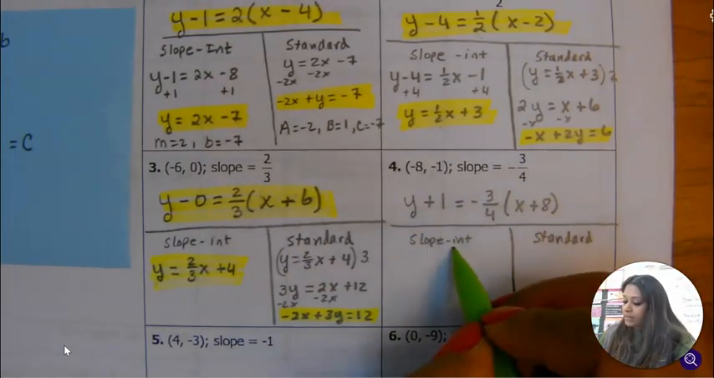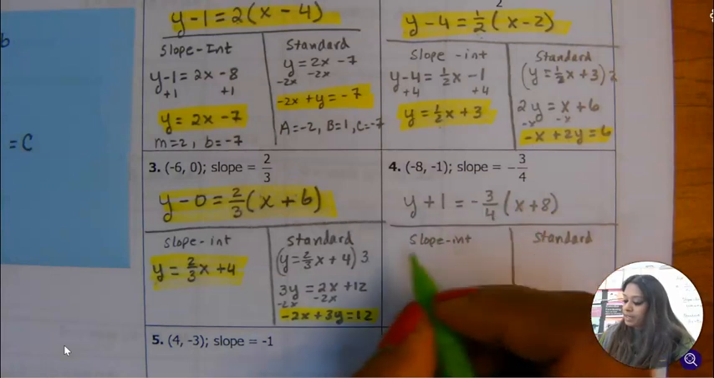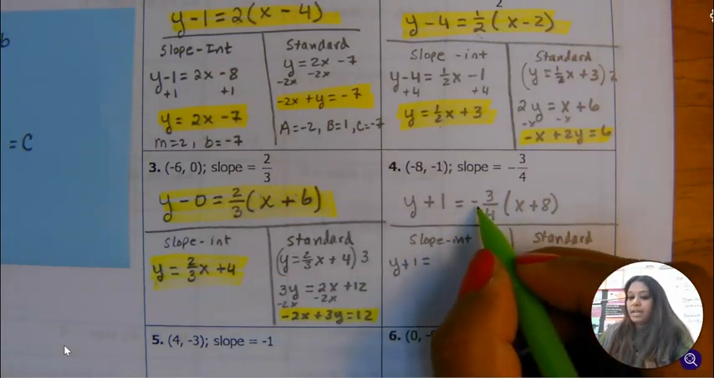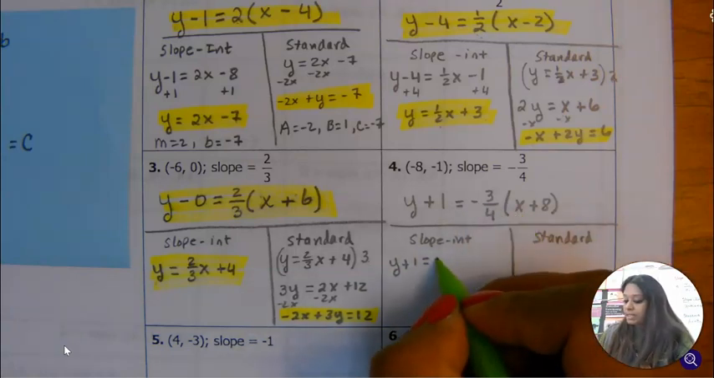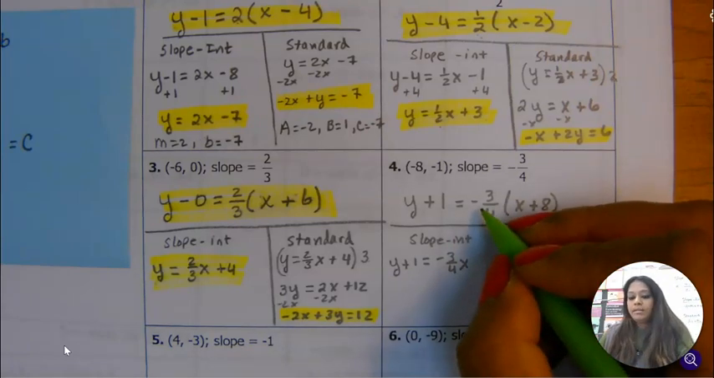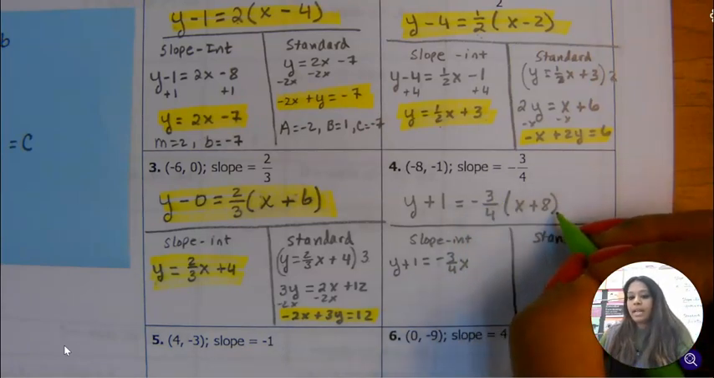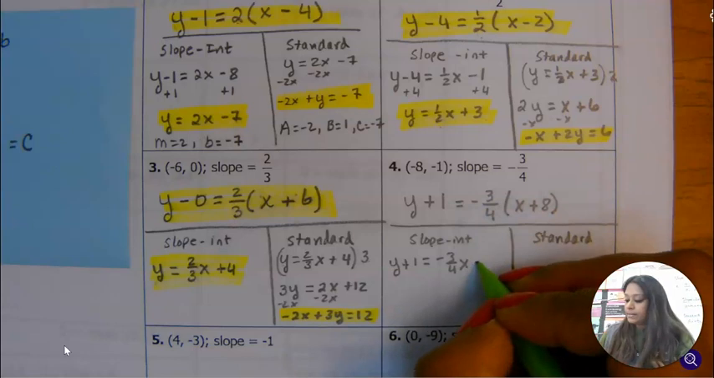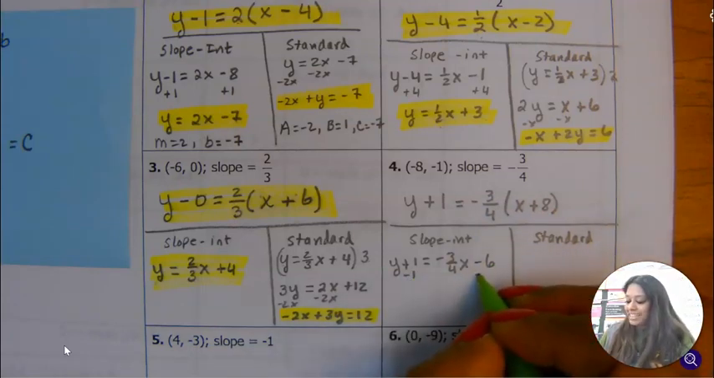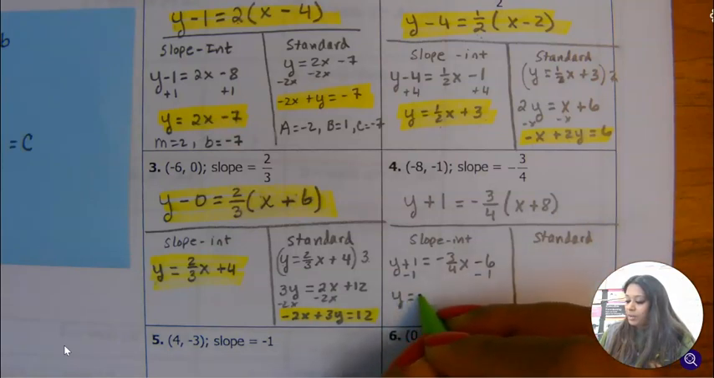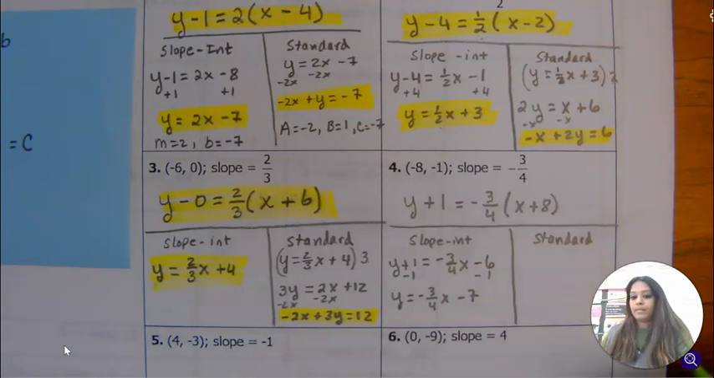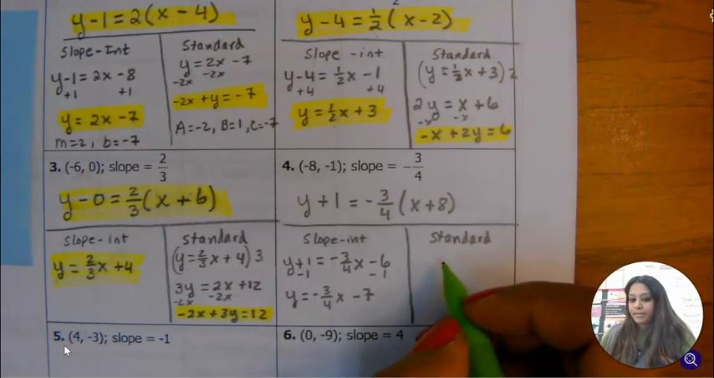So I'll go ahead and convert to slope-intercept form by distributing this. So I'm going to bring down the y plus 1 equals -3/4 times x. That's -3/4x. -3/4 times 8, that would be -6. And then take that over. So y equals -3/4x minus 7.